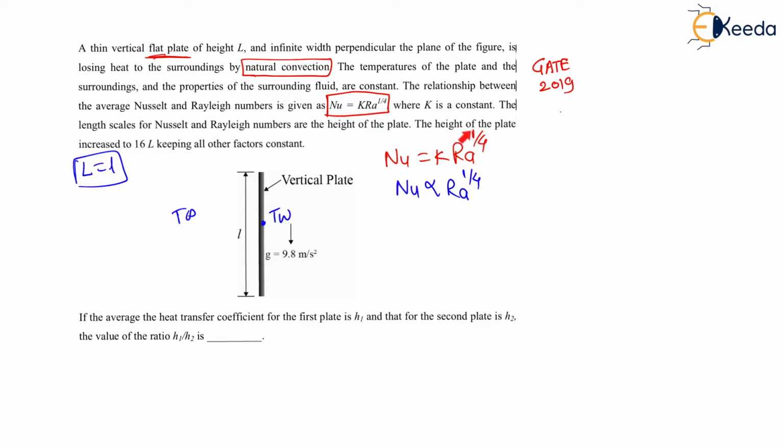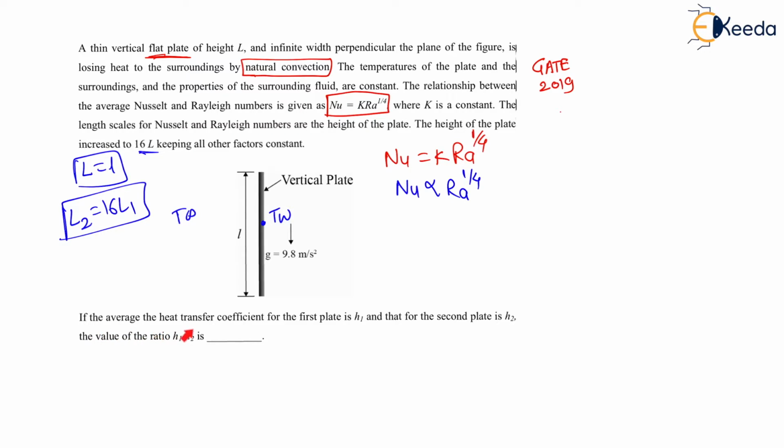Then the height of the plate is increased to 16 L, keeping all other factors constant. Here, my dear students, the height of the plate is increased 16 times, which means L2 is equal to 16 times L1, right? That means the height is increased by 16 times. Keeping all other factors constant means there is no change in any other parameter except length.